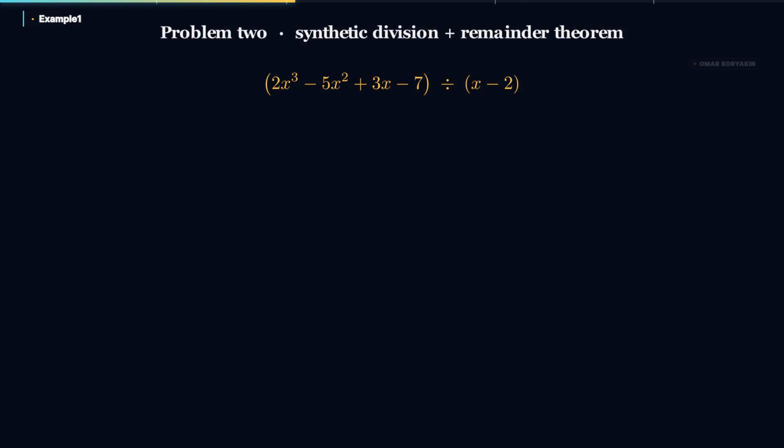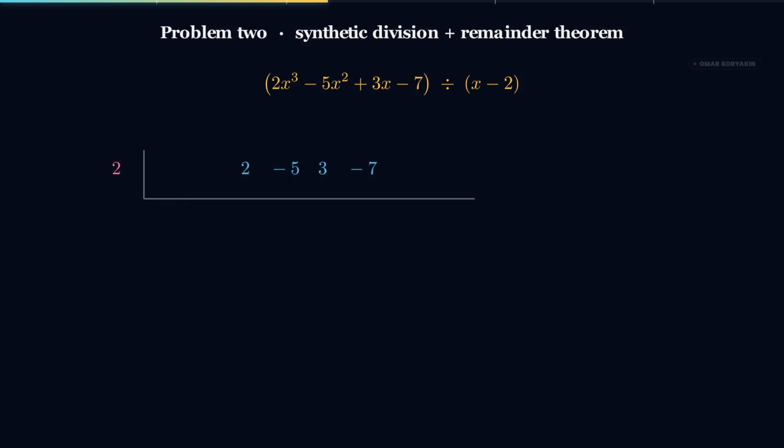Problem 2. Divide 2x cubed minus 5x squared plus 3x minus 7 by x minus 2. 2 routes will give us the same answer. Synthetic division on the left, the remainder theorem evaluation on the right. The remainder theorem says they must agree.